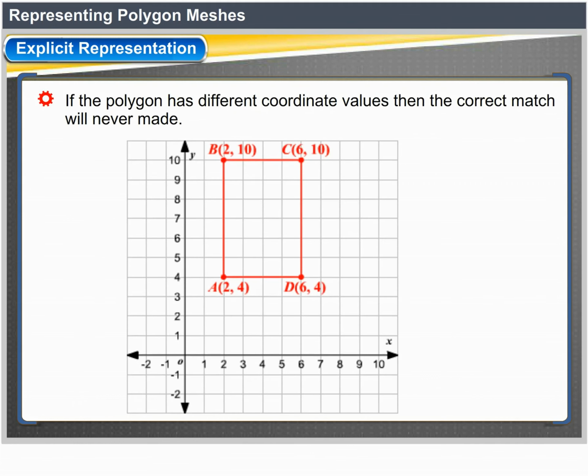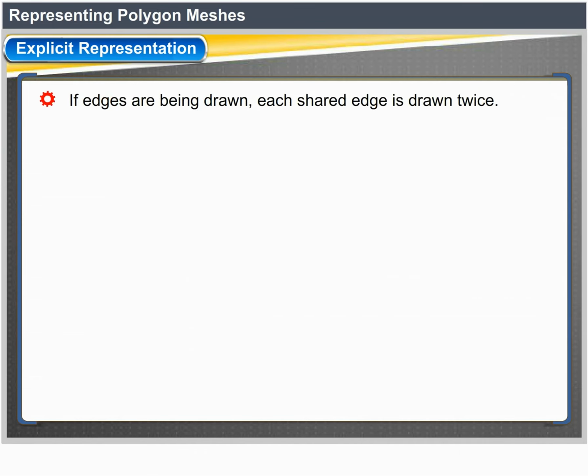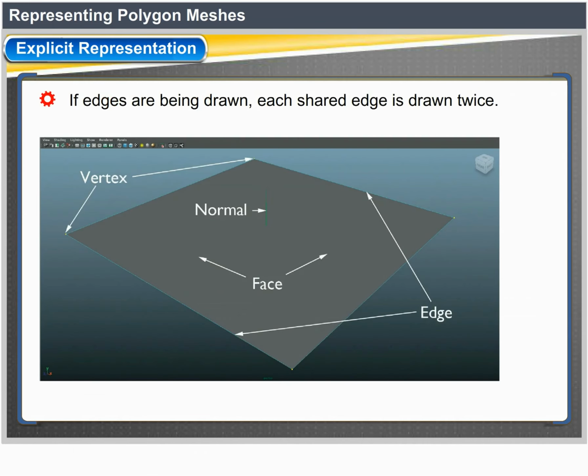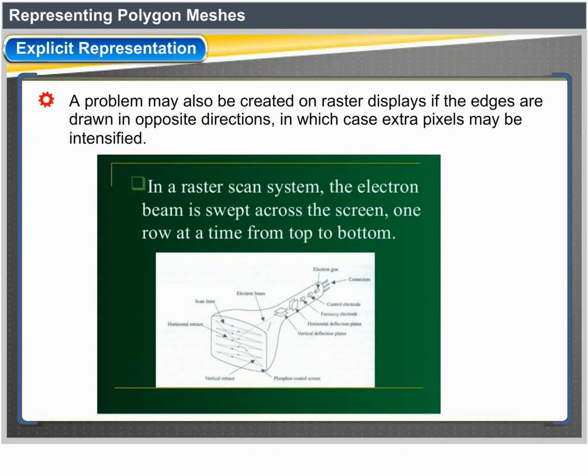With this representation, displaying the mesh either as filled polygons or as polygon outlines necessitates transforming each vertex and clipping each edge of each polygon. If edges are being drawn, each shared edge is drawn twice. This causes problems on pen plotters, film recorders, and vector displays due to the overwriting. A problem may also be created on raster displays if the edges are drawn in opposite directions, in which case extra pixels may be intensified.